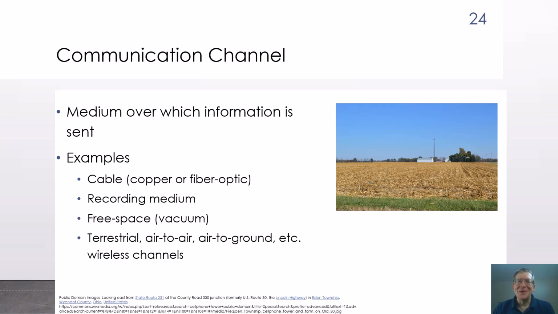Between the transmitter and receiver is the channel. In general, a channel could be a cable or even a recording medium such as a hard disk or SSD, or a video or audio disc. For the purpose of this class, we are interested in radio channels, which include free space, similar to a vacuum, terrestrial, air-to-air, air-to-ground, and others.